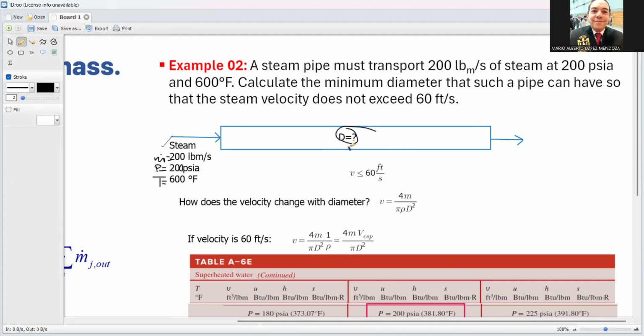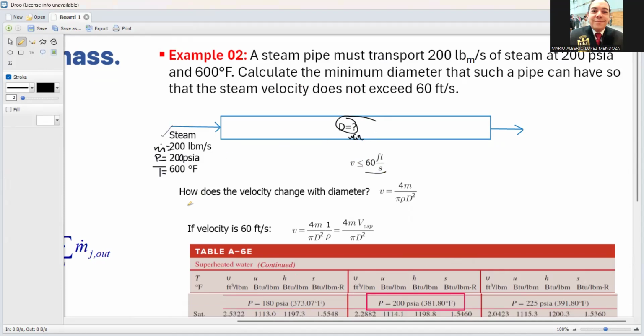This diameter will be the minimum, and I'm going to explain why this is a minimum diameter. So the condition is that velocity of the fluid must not exceed 60 feet per second. So velocity must be at most 60 feet per second. So we want to analyze. We need to start by analyzing how does the velocity change with diameter.